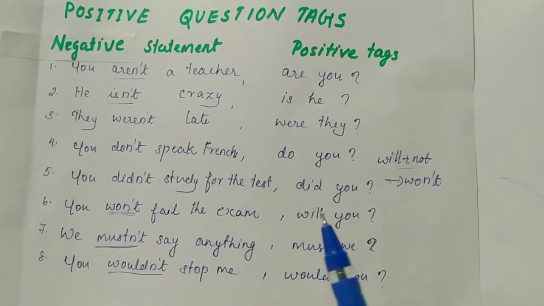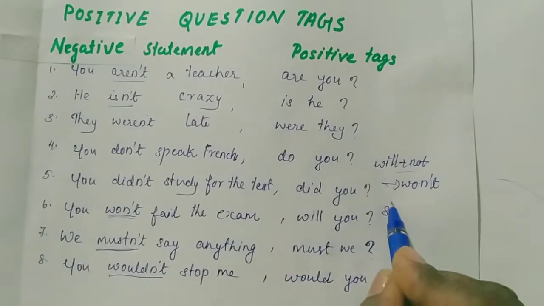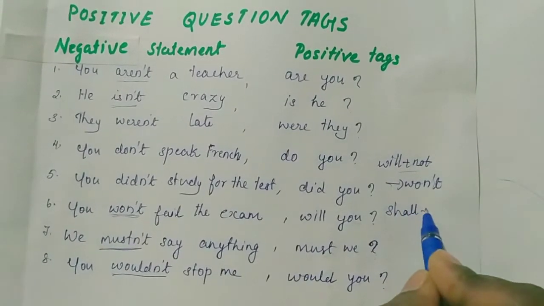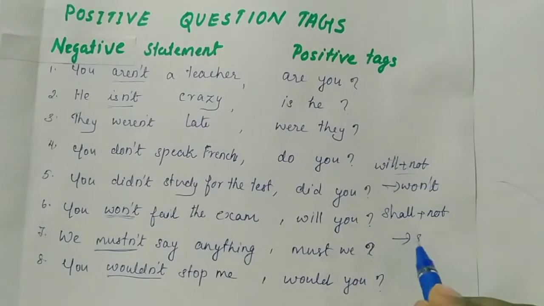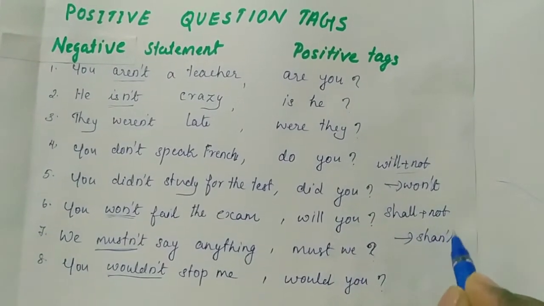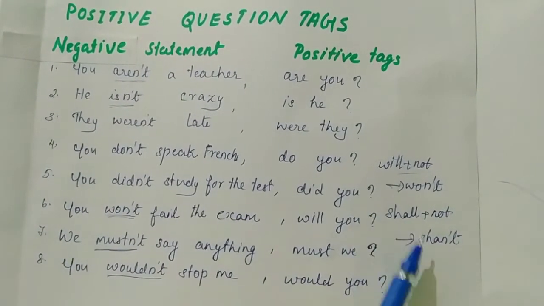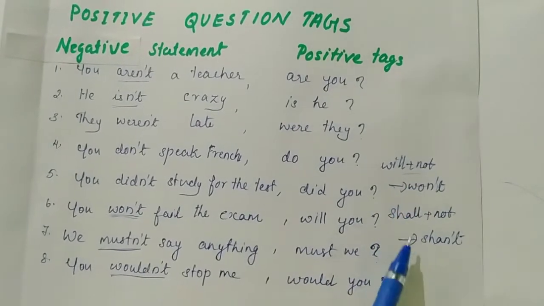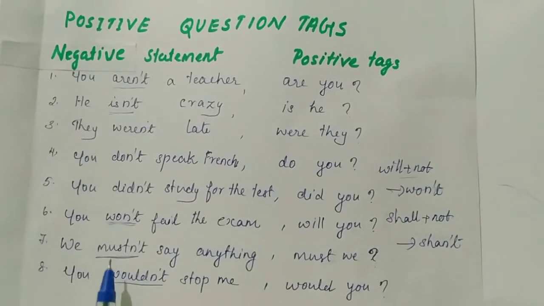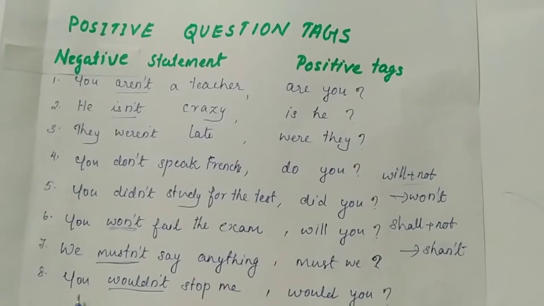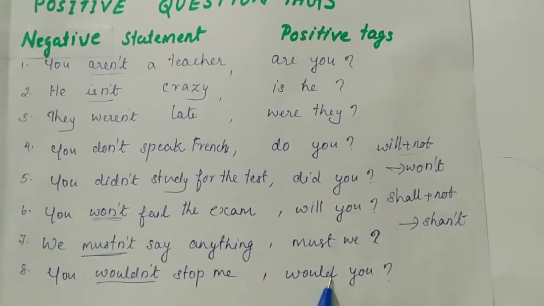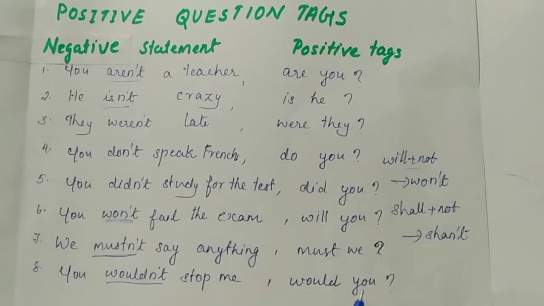So, will you? In the same way, shall plus not, the negative form is shan't. So don't forget: will plus not, won't. Shall plus not, shan't. We mustn't say anything. Must we? You wouldn't stop me, would you? Clear?